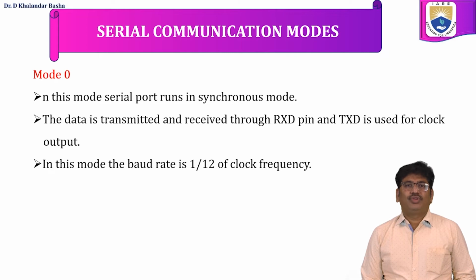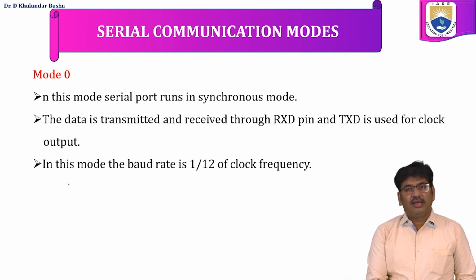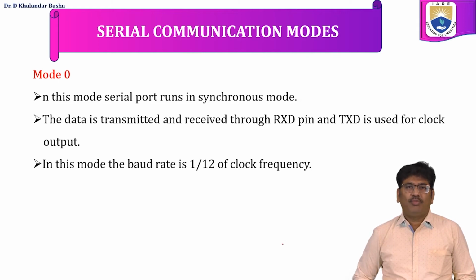Now we will see the various modes of operation for serial communication. The first one is mode 0, which has a fixed baud rate with 8-bit data transmission and acts as a shift register. In this mode, the serial port runs in synchronous mode. The data is transmitted and received through the RXD pin, and the TXD pin is used for clock output. In this mode, the baud rate is 1/12 of the crystal oscillator clock frequency. In mode 0, the baud rate is always fixed, which is 1/12 of the oscillator frequency.